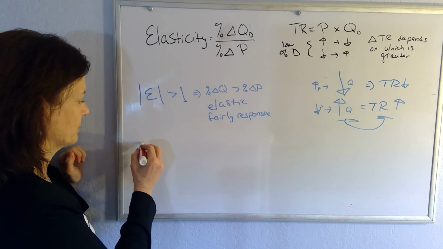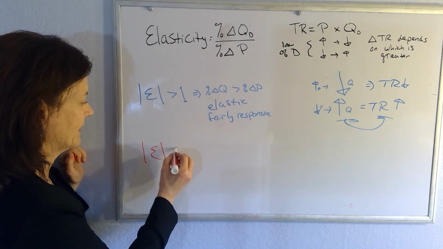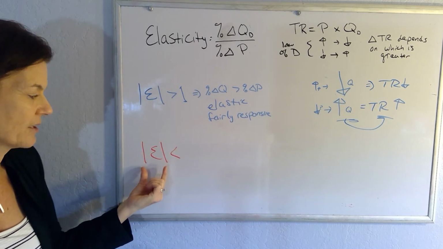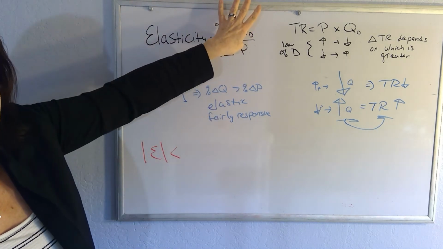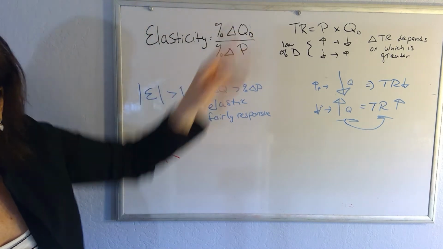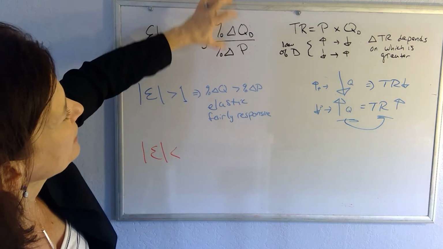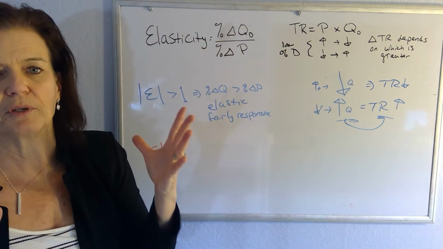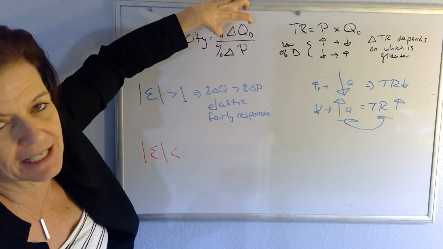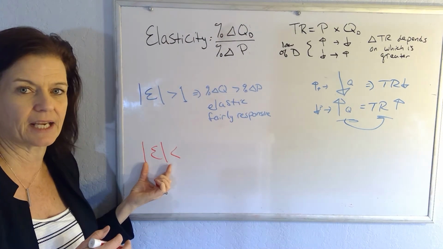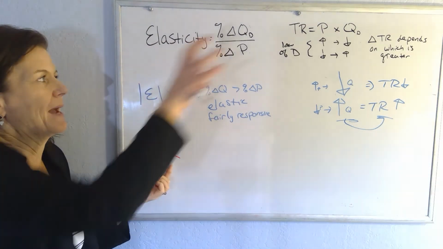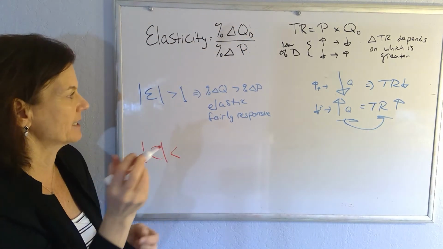As opposed to, if in absolute value, those lines mean absolute value, all that means is that we're ignoring the sign of this. We don't care that it's negative. We know it's negative. We don't care. What we're talking about is the absolute magnitude of these numbers. How big is that change in quantity relative to that change in price? That's what those lines mean. That's just saying we're just concerned about the magnitude of these numbers. We don't care about the sign.